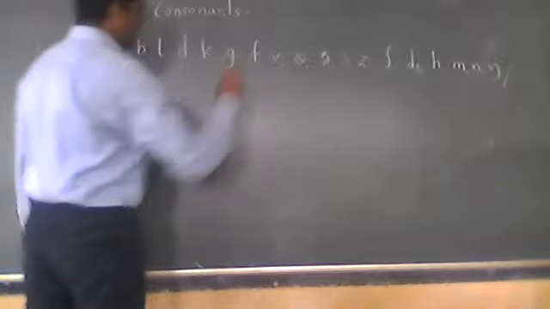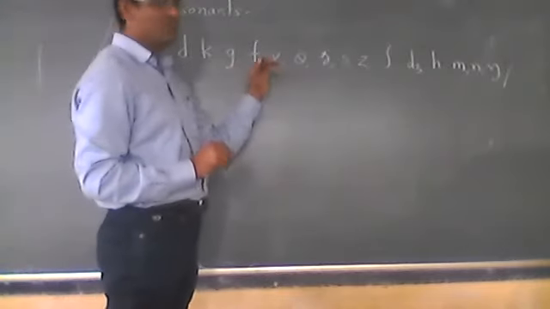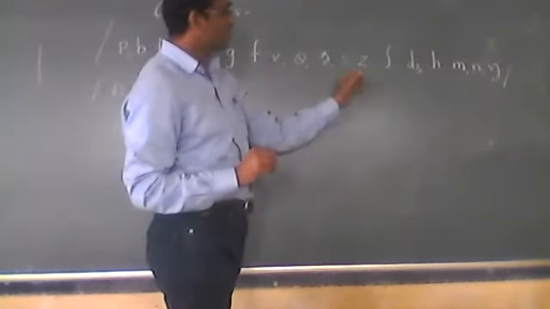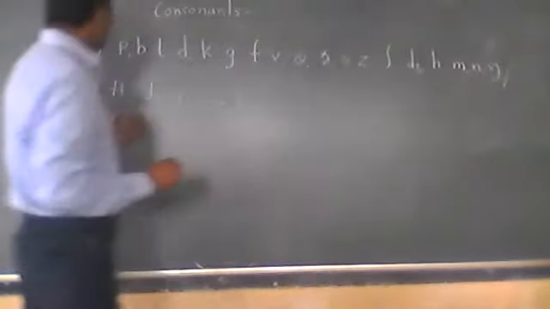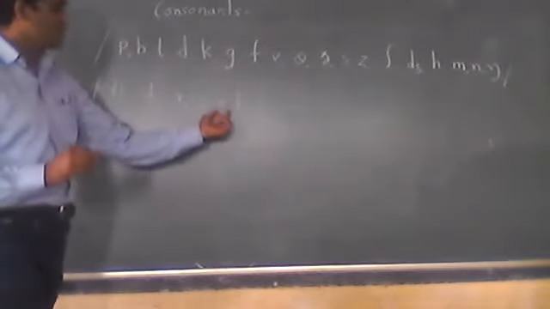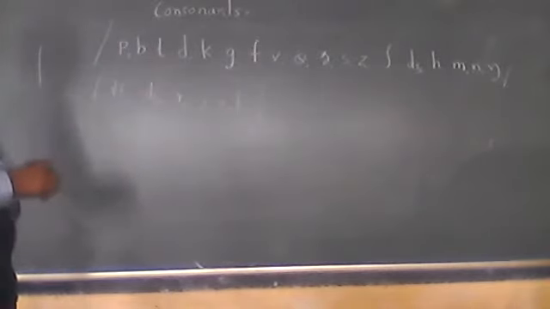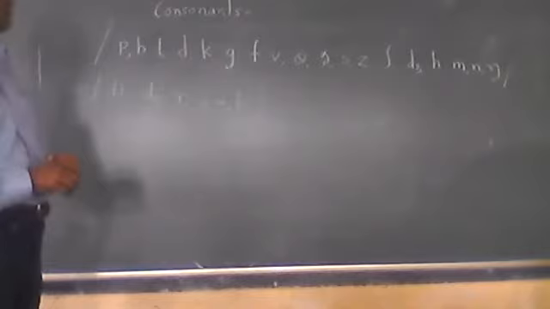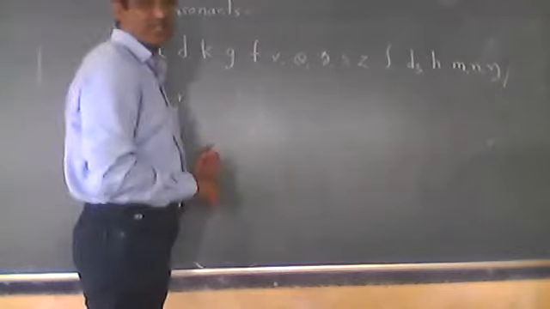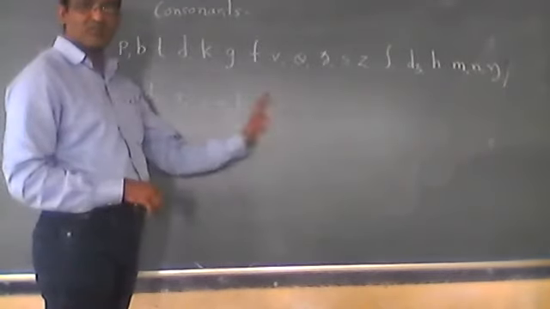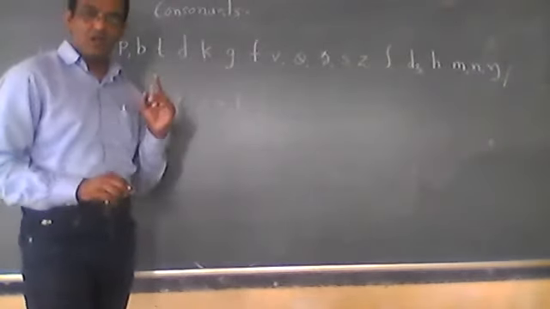P, B, T, D, K, G, F, V, Th, Th, S, Z, Sh, Zh, H, M, N, Ng, Ch, J, R, Y, W, L. So these are the 24 consonant sounds that we need to understand here. See how to describe this.